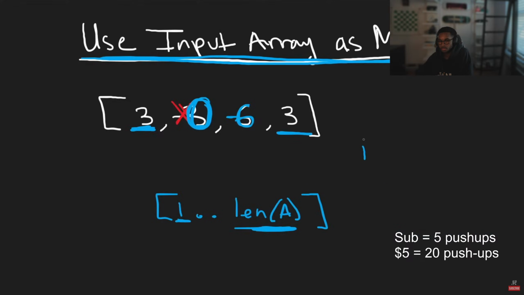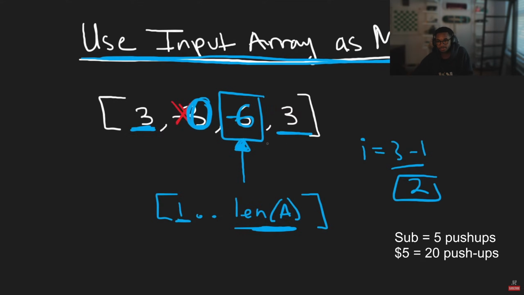Again, we found a 3, right? So we're going to go to i equals 3 minus 1. That's going to be 2. We know index 2 is going to be over here. And we're going to change this to a negative, but good thing for us, it's already negative. If it's already negative, we don't want to change it back to a positive number because remember, 3 does appear in our list. Just because it appears twice doesn't mean we want this to be positive. We still want to know in constant time that 3 exists in the input array. So we leave it negative.